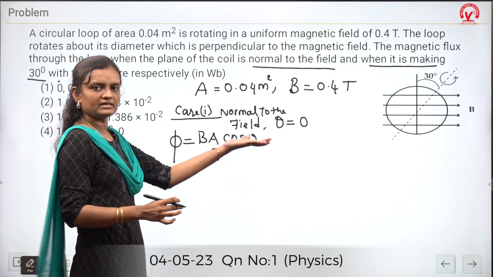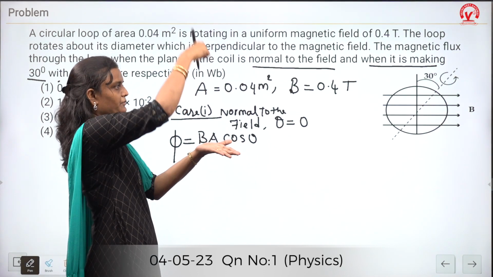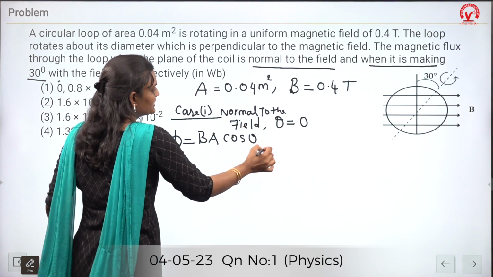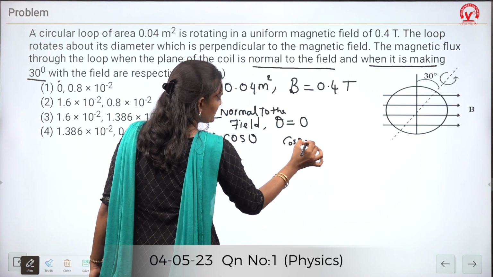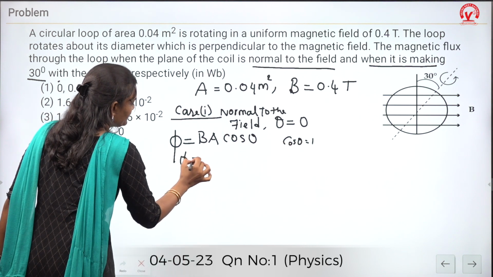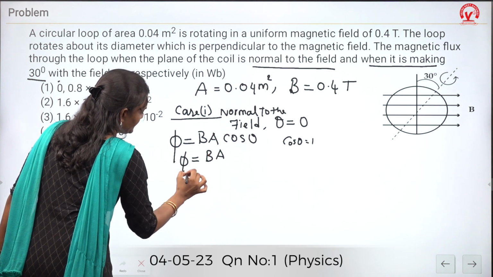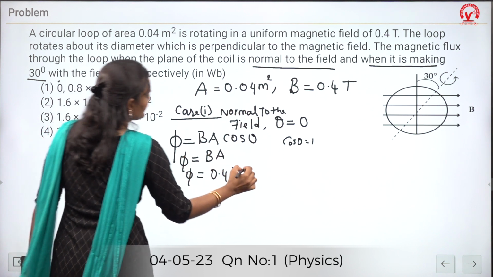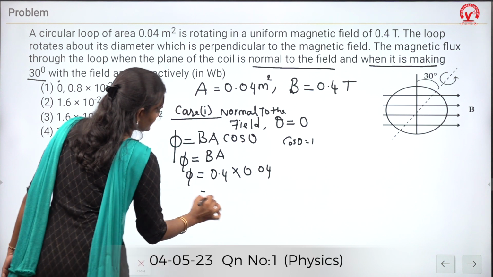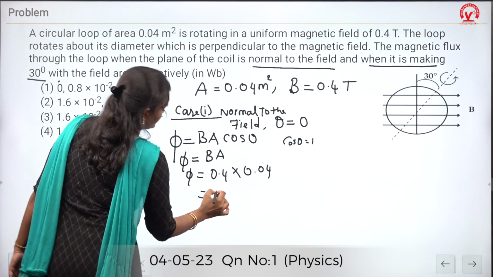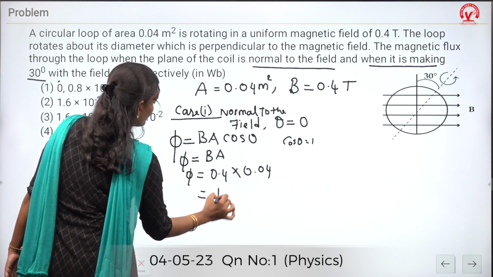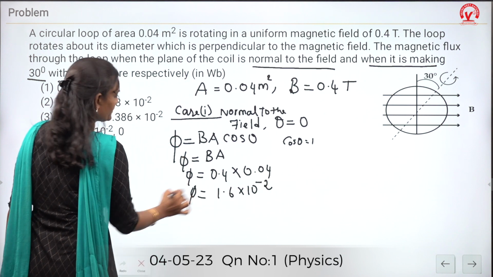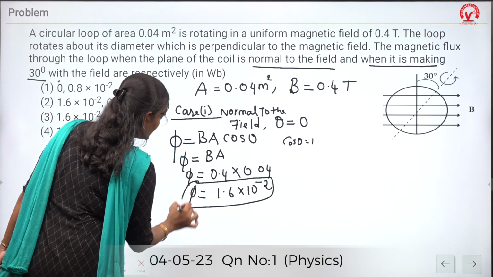Here they have given the plane is normal to the field. So if you are passing a magnetic field like this, the plane is normal. So theta is 0 degrees. So cos 0, we know that cos 0 is equal to 1. So here we can write phi is equal to BA, and phi is equal to B, they have given the value as 0.4, into A, area, as 0.04. So this can be written as 1.6 into 10 power minus 2. So phi value is 1.6 into 10 power minus 2 in case 1.